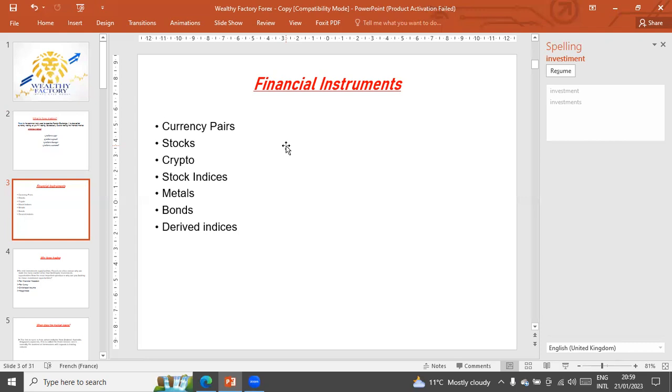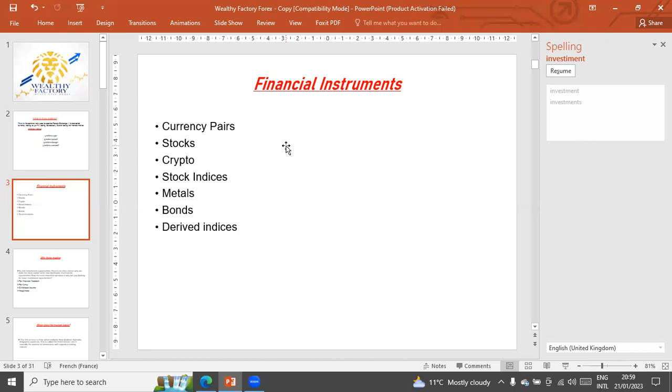So we have the bonds as another financial instrument. With bonds, we're talking about government bonds, of course. We have US bonds, we have Zambian bonds as well. I think each government has its own government bonds.